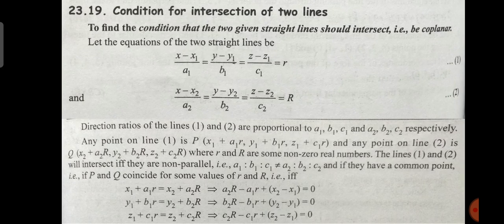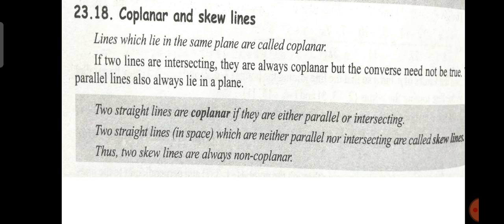Okay, the lines which lie in the same plane are coplanar lines. Many lines can be in the same plane. Then what are skew lines? Two straight lines which are neither parallel nor intersecting are skew lines.